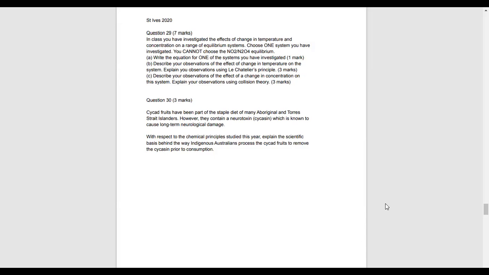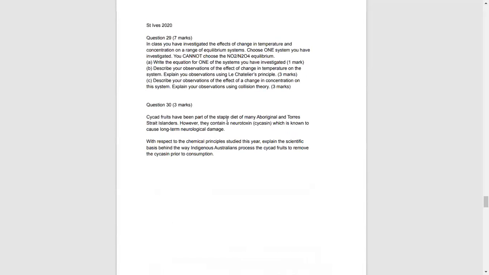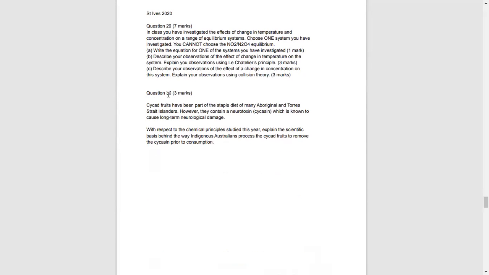We've talked about questions like 29 before. This one, so what I will just quickly make a note here. This question 30 here about the Torres Strait Islanders and Indigenous Australians processing the toxins is something you will need to know. It is a dot point. So you can just simply memorize your answer.